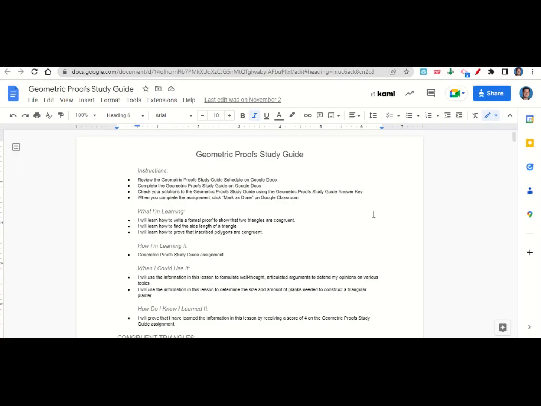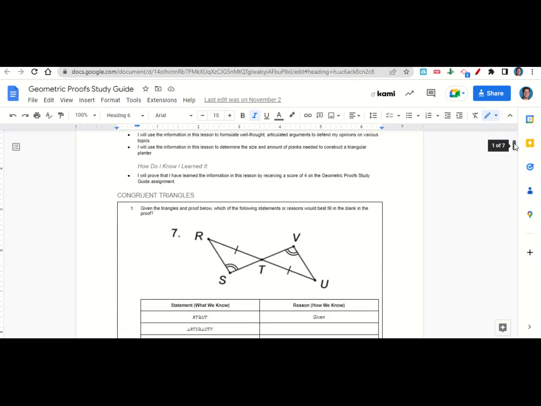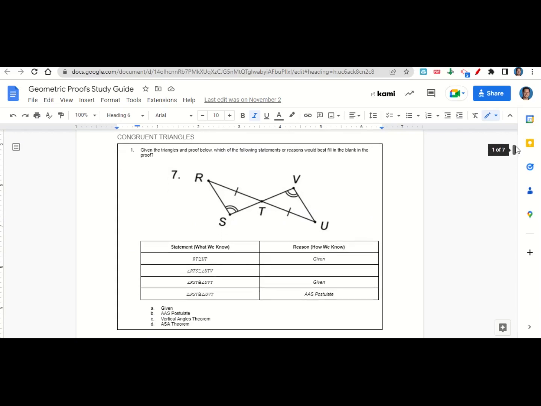Let's take a look now at the Geometric Proof Study Guide assignment. The assignment begins with the learning goals and success criteria. If we scroll down, we can see the questions. The first one says, given the proof below, fill in the blank to fill in the part that's missing.